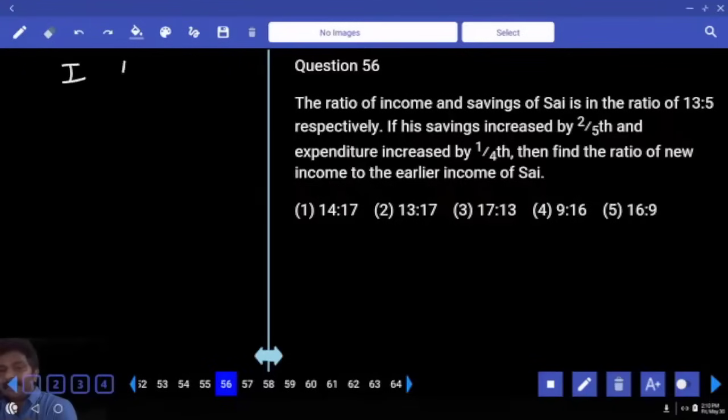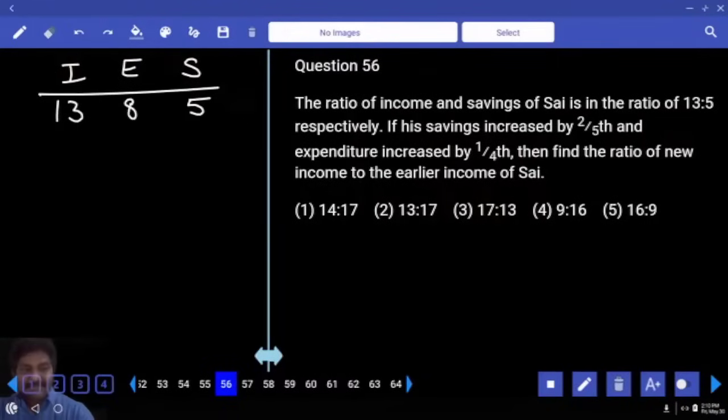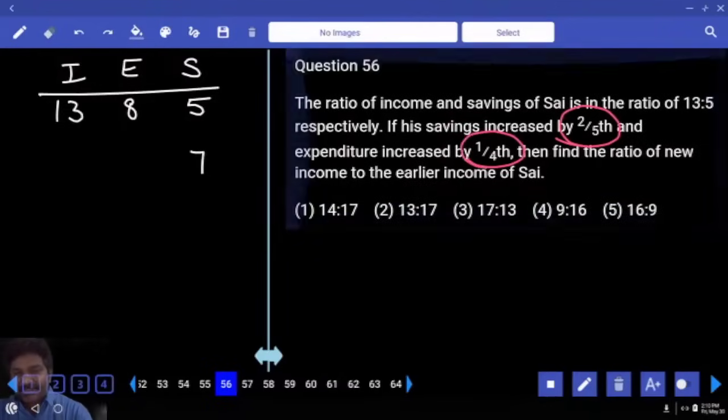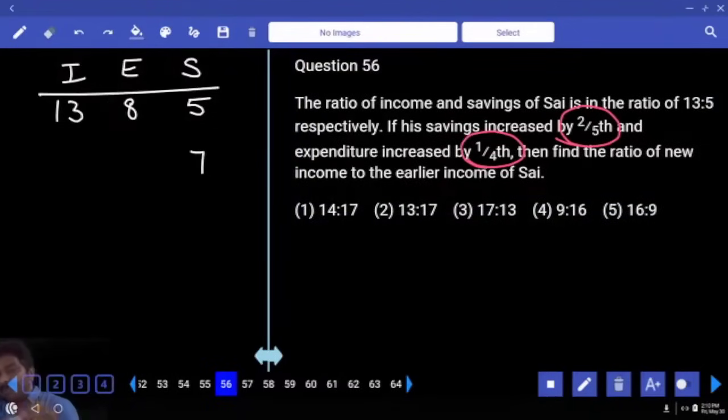Income, expenditure, savings. Income 13, savings 5, expenditure 8. Savings increased by 2/5. What is 1/5? 1. 2/5, 2. 2 increased 7. Expenditure increased by 1/4. 1/4 increased. New income. Question is to identify the new income to old income ratio. 17:13. Order is important.